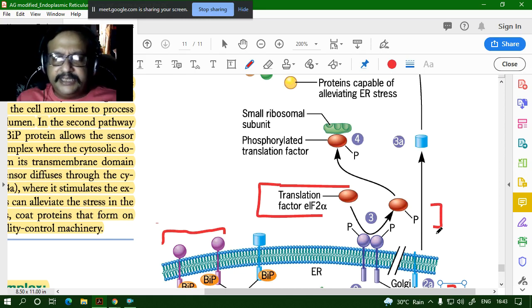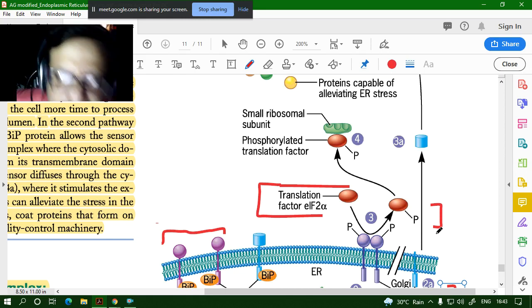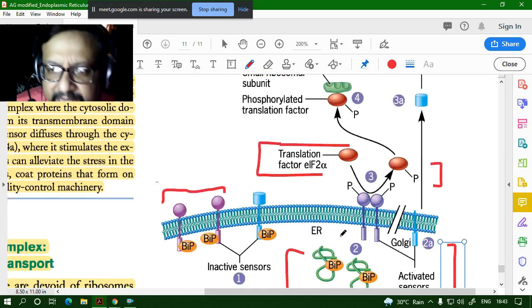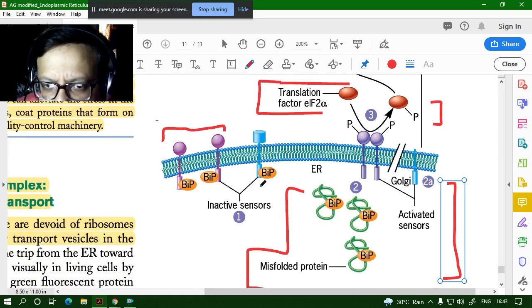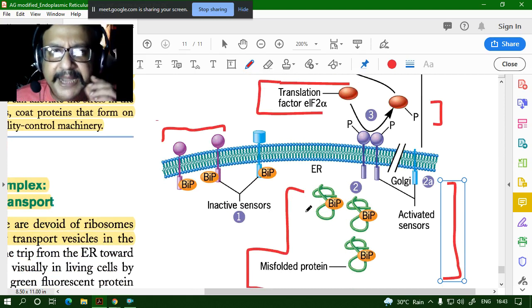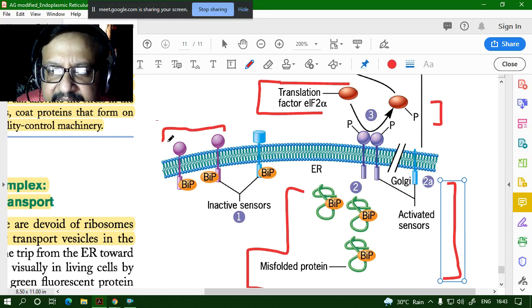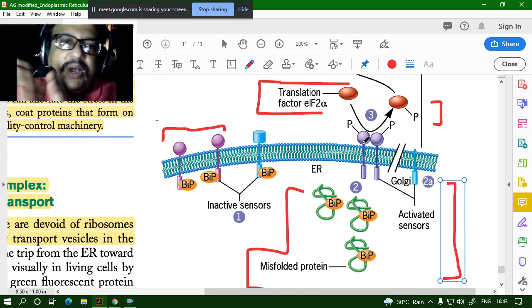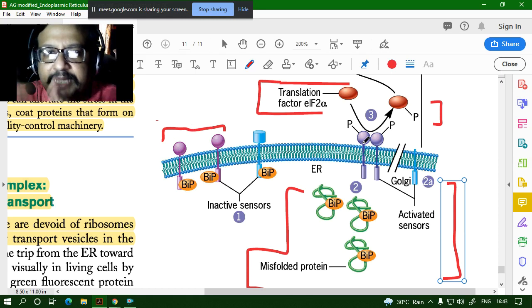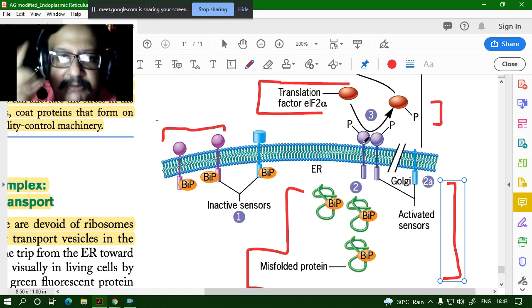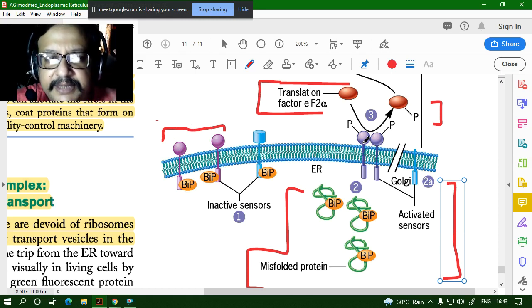To stop translation when misfolded proteins are coming, BIP comes and binds to these regions, and when BIP binds to them, these tyrosine kinase sensors become free and bind with each other. When two brothers meet, they become active. One brother alone is inactive, the second brother alone is inactive.